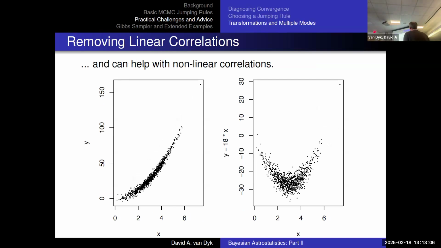Similarly here, it's not a linear relationship, but I do the same kind of trick. It still doesn't make it beautiful, but it spreads it out more. So it's going to be much easier to sample from this distribution than that distribution.